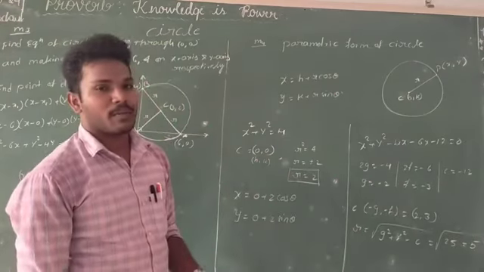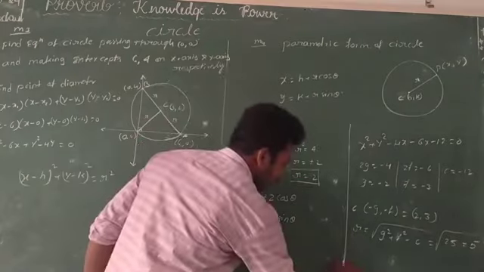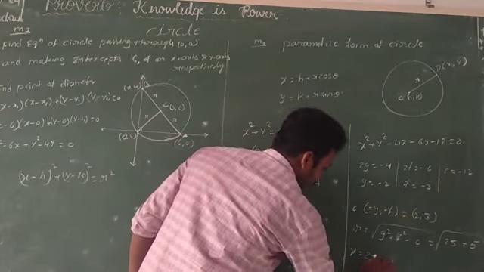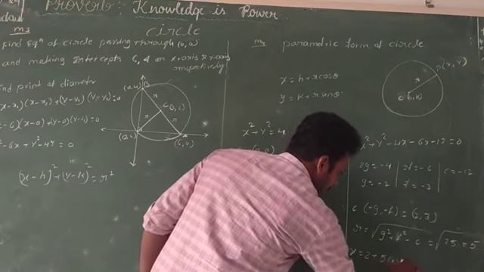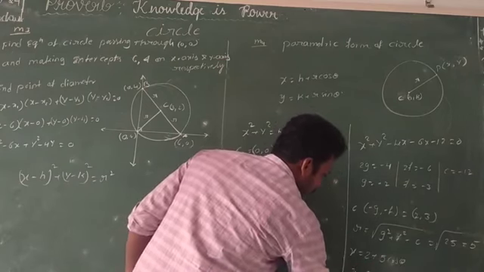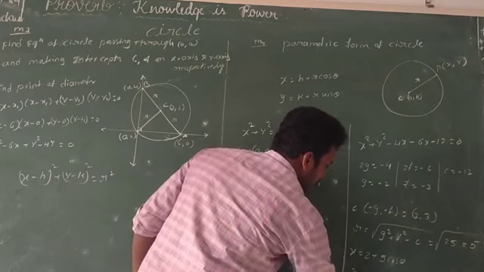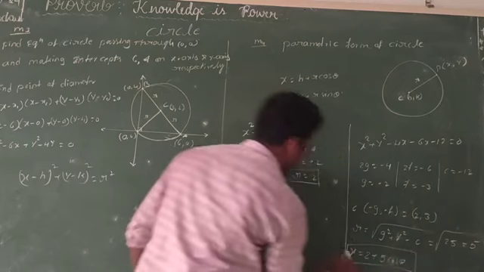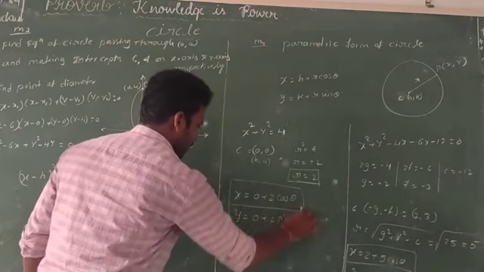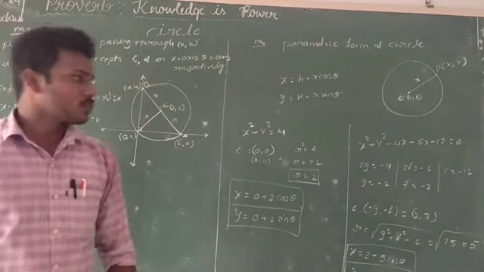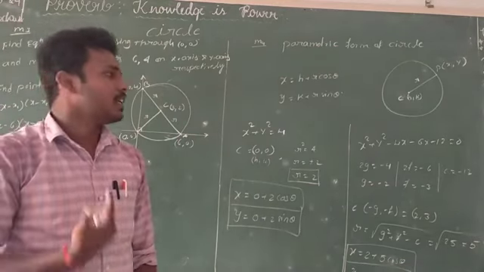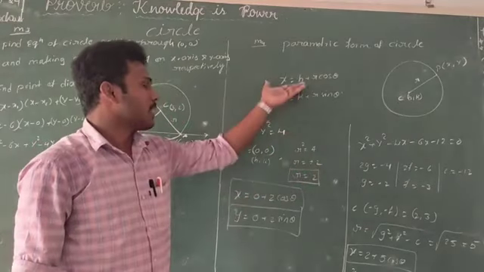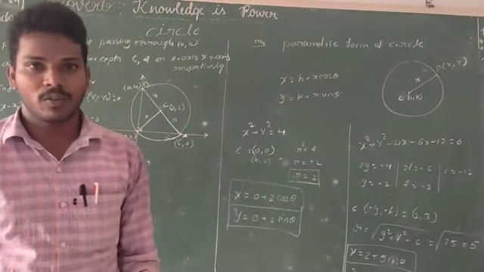So by using the parametric forms of the point, x is equal to h plus r cos theta, that is 2 plus 5 cos theta. Y is equal to 3 plus 5 sin theta. This is the parametric form of a point on the given circle. So like this, we have to convert. We need to find the center and radius of the circle by applying this formula. Okay, have a seat.